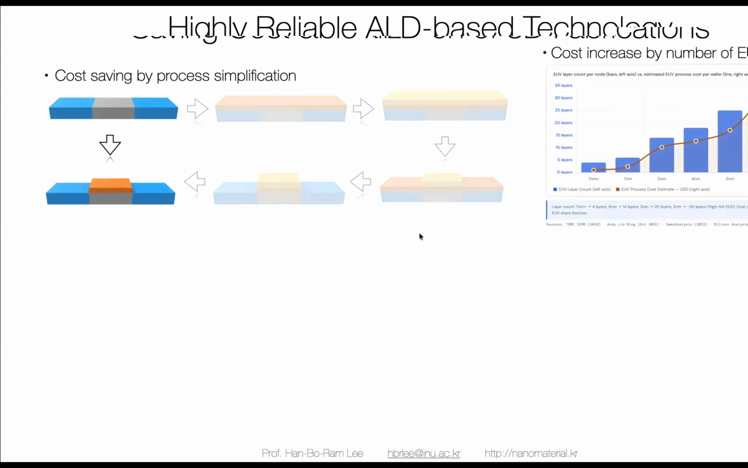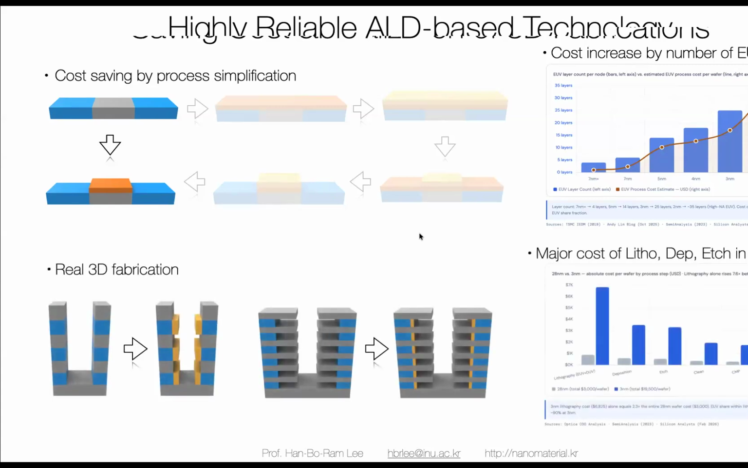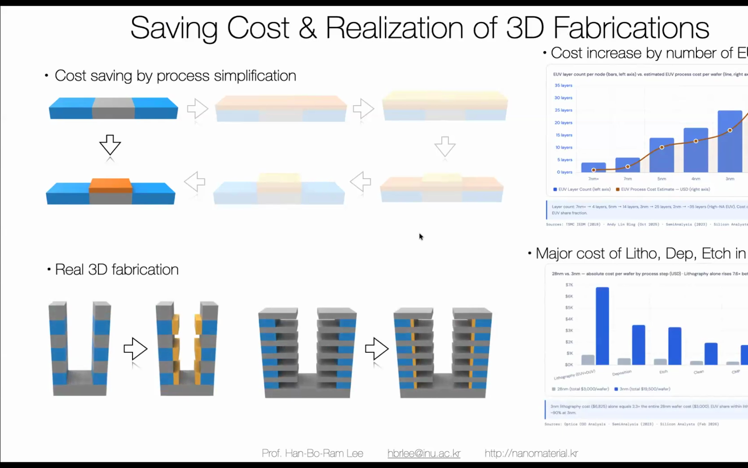This is the cost in industry by using EUV. If you increase the number of EUV steps, the fabrication cost increases a lot. And then the second reason is actually real 3D fabrication. So for example, here, this is actually the deposition inside the NAND flash memory structure. There is no way to make it by using conventional photolithography and etching technology. We have to use selective deposition.